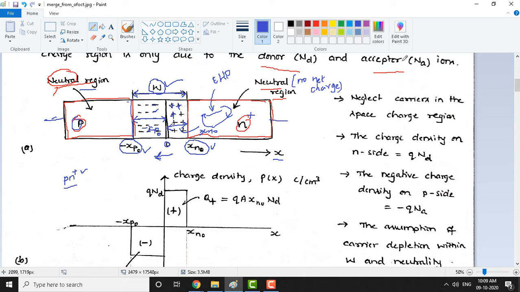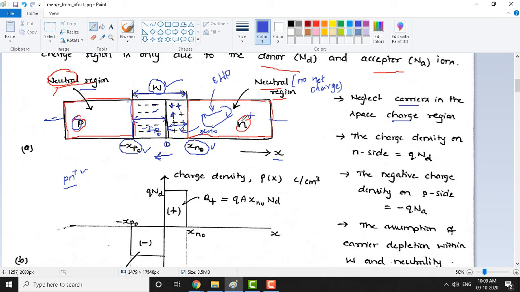I think we have spent a lot of time on that, so we are going to a few more points. Neglect carriers in the space charge region. We already talked about that. We should not consider any charge carriers residing here, because any carrier present here will be swept either to the p side or n side, depending on the type of charge carrier. This depletion region has a very high electric field, which pushes charges to the neutral p region or neutral n region.